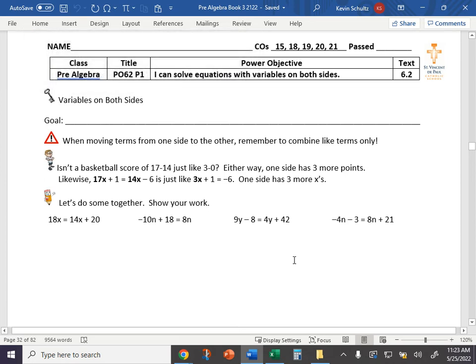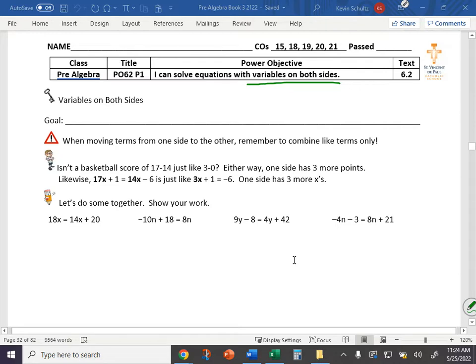Algebra. We are getting PO62 today, which is kind of the Bowser of equations, shall we say. It's got the most stuff going on, and we call it variables on both sides. You can look down at some of the examples: 18x equals 14x plus 20, negative 10n plus 18 equals 8n, 9y minus 8 equals 4y plus 42, etc. Whatever variable you're solving for, you've got some on both sides of the equation.